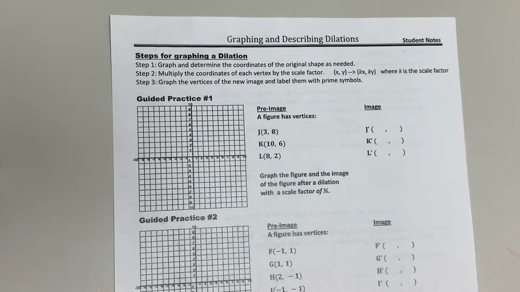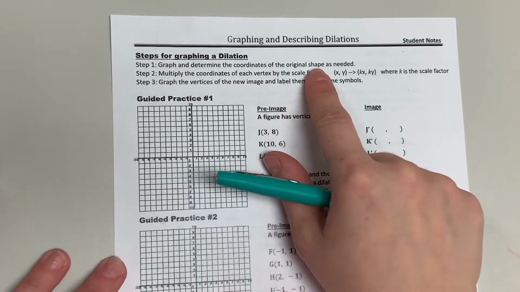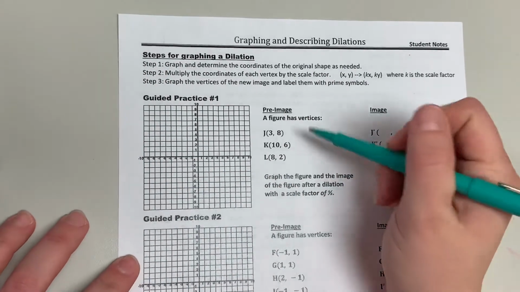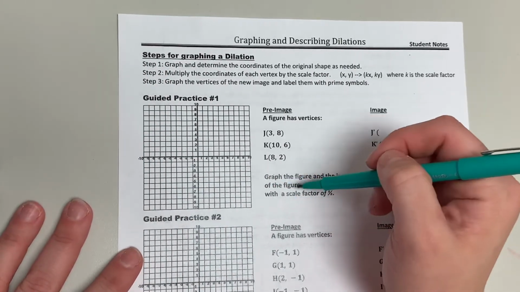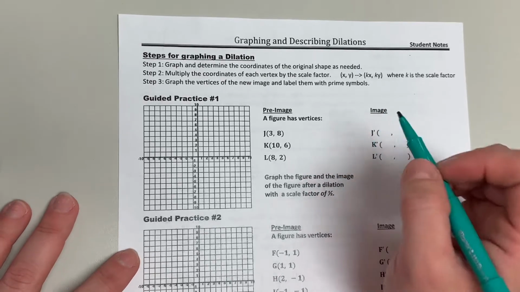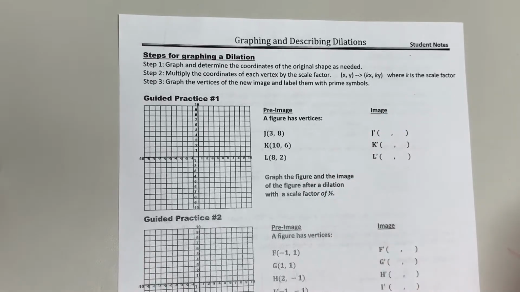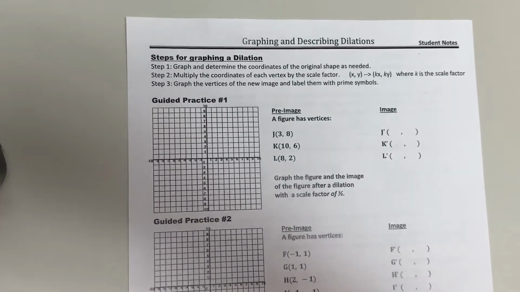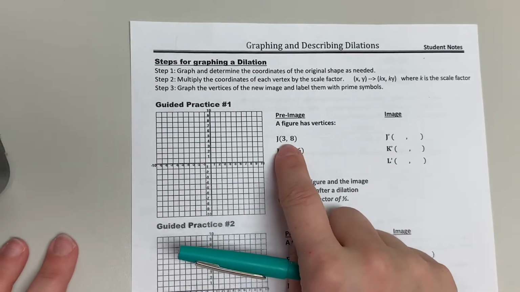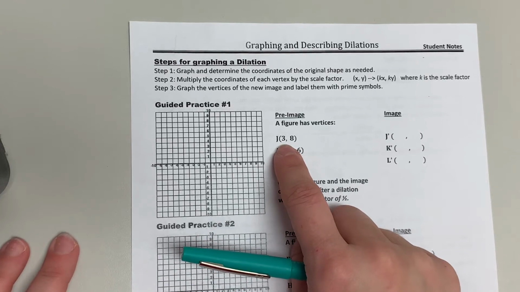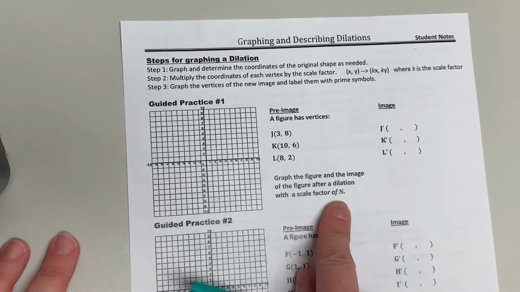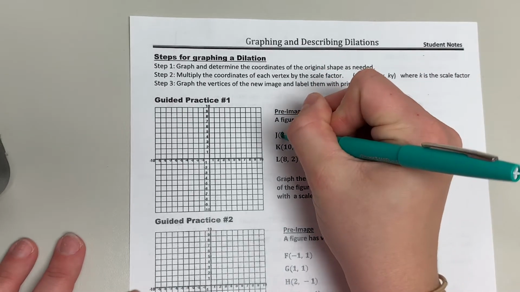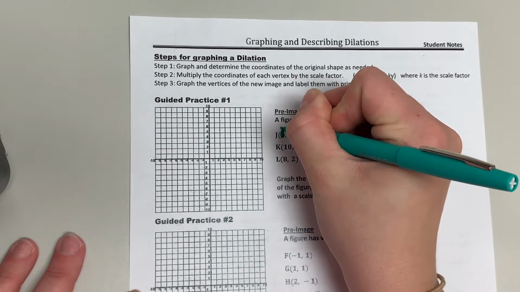Graph and determine the coordinates of the original shape as needed. That is step one for graphing a dilation. So let's look at our pre-image here. And I want to go ahead and change something just for your beginning notes purposes. Now, you can typically have an original point of an odd number, but just for today, when I'm teaching you a half, I want to do something even. So change that 3 to a 2.